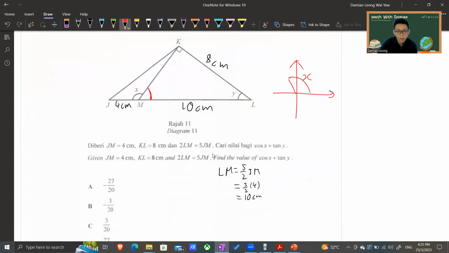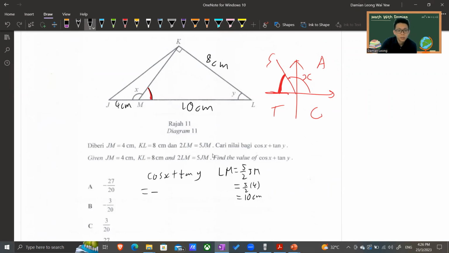X is more than 90. So the equivalent angle, your first quadrant angle, is this. The reference angle is basically the angle to the nearest x-axis. You will always have the same sine, cos, tangent value, but ASTC: S here means only sine is positive, but this is cos, which means it should be a negative value. Cos x plus tangent y. Cos x will be a negative value.